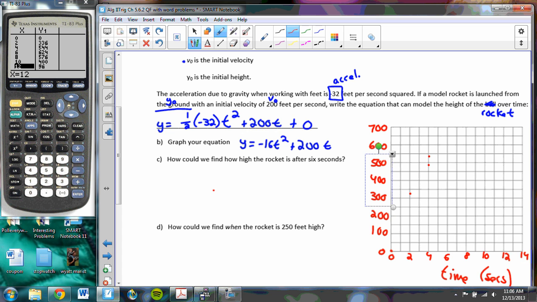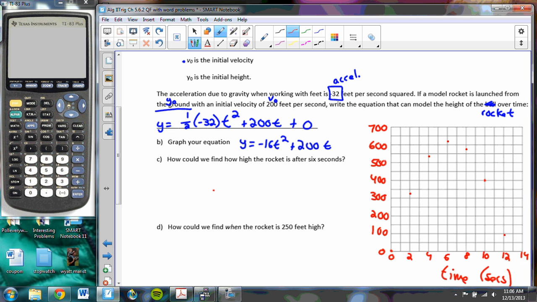544 is going to be like here, right beneath 550. 6, 624. 8, 576. 10, 400. And 1296. I know that by the time I hit 13, I'm hitting the ground.